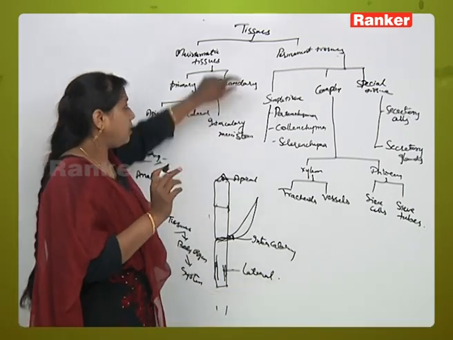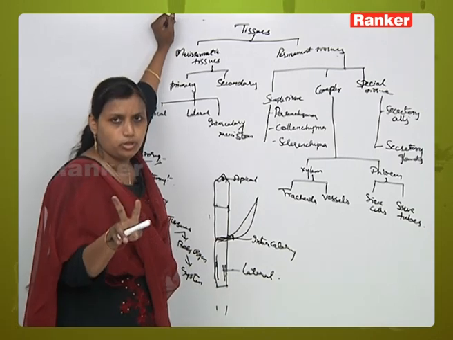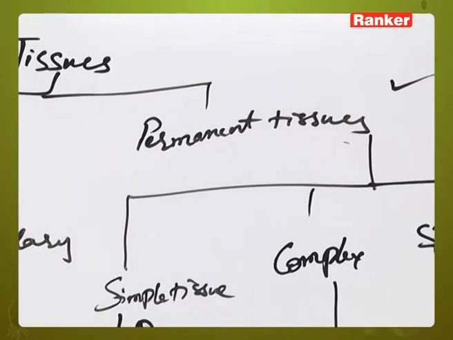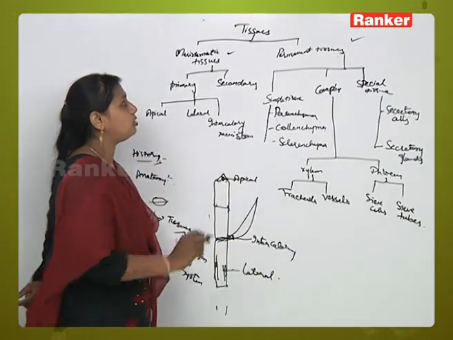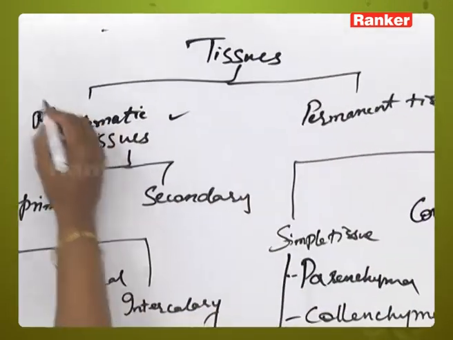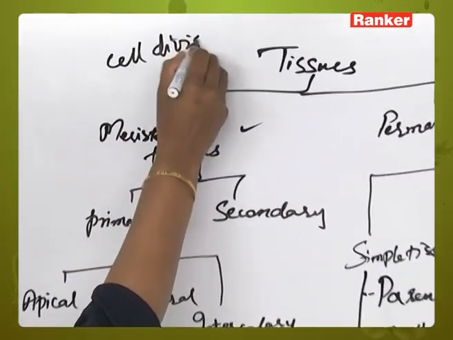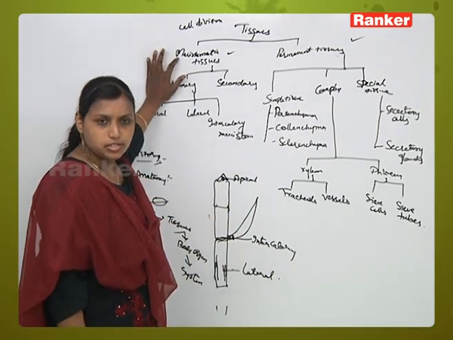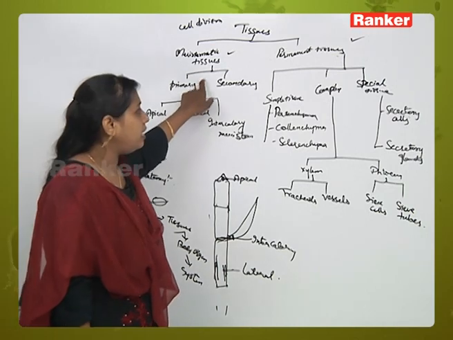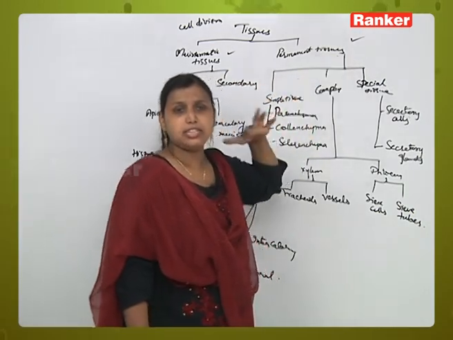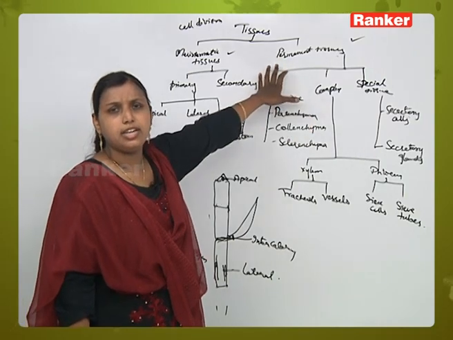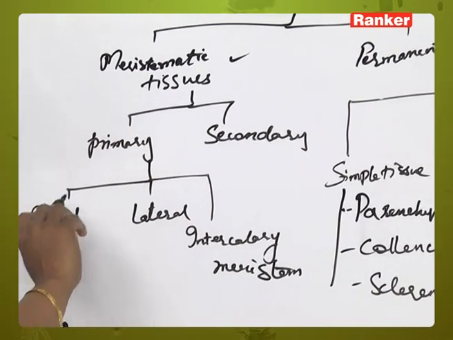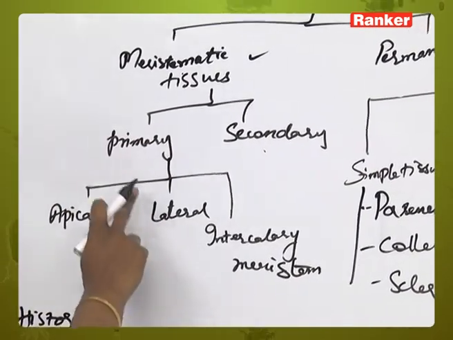Now, when we come to the tissues chapter, tissues are basically of two types: meristematic tissue and permanent tissue. These are the classified tissues. This classification is based on the capacity of cell division. If the tissue has the capacity of cell division, then it is called meristematic tissue, and if it does not retain the capacity of cell division, then it is called permanent tissue, right.